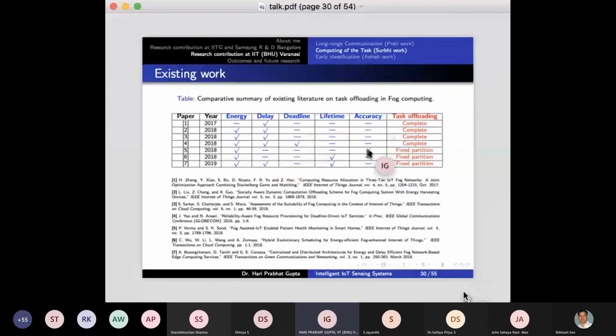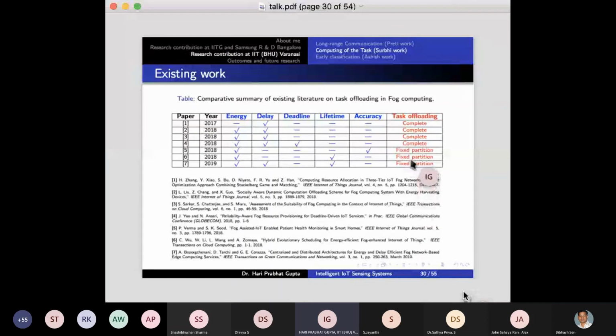Like this one, accuracy is also a problem, but very few, only the 2018 paper, consider the accuracy. This red color is also an interesting part: the 2017 and 18 papers consider complete offloading. That means they solve the problem either at the edge or the fog or the cloud. They are not partitioning the problem. They assume that one concrete problem is there, and I am solving it at the edge device or the fog device or the cloud device, not dividing the problem into sub-problems.